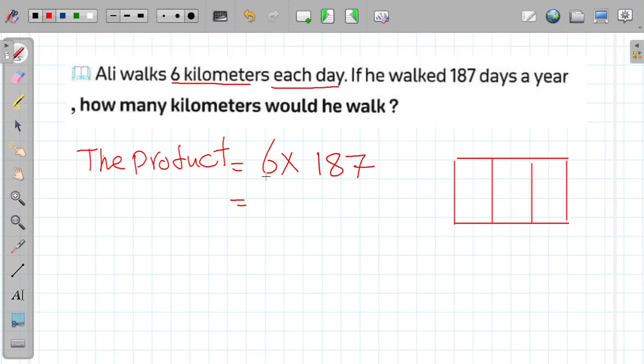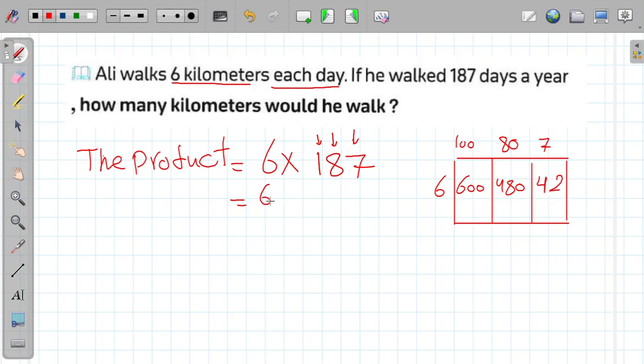So I have here 1 digit, so it will be here 6, and here I have 3 digits. I have 100, I have 80, and I have 7. Okay, so 100 times 6 equals 600. 80 times 6 equals 480. 7 times 6 equals 42, and I will add them together.